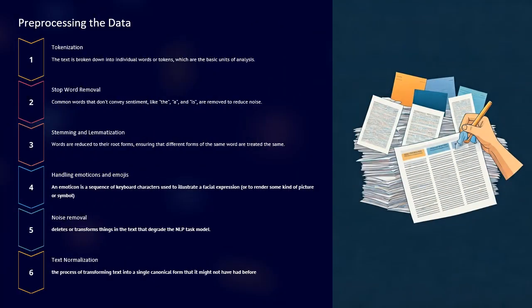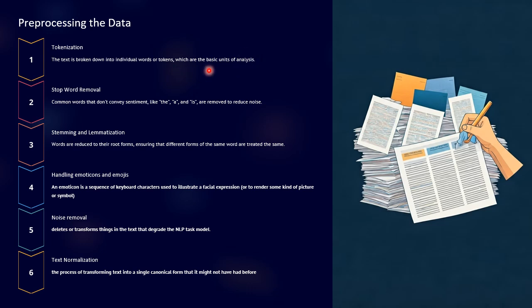Hi, this is Sailendra. Let's move into the topic of preprocessing the data. So we have a total of six steps. One is tokenization, stop word removal, stemming and lemmatization, handling emojis, noise removal, and text normalization. So let's go for tokenization. It's basically text broken down into a few pieces or tokens, which are units of analysis.